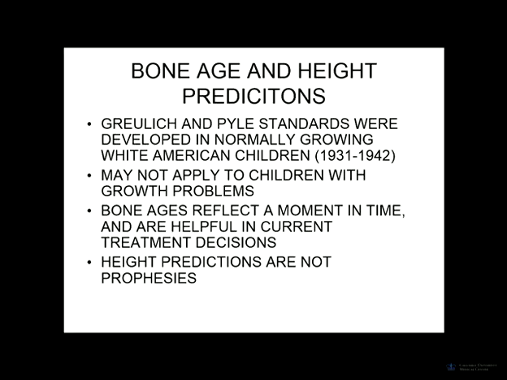If the bone age is significantly delayed or significantly advanced, these tables are not as reliable. And I always remind myself and parents that the bone ages reflect a moment in time and are helpful in the current decision, but they're not prophecies. You can have a child who is 7 years old and his bone age looks like the norm of a 5-year-old.